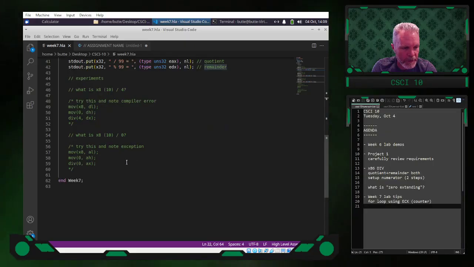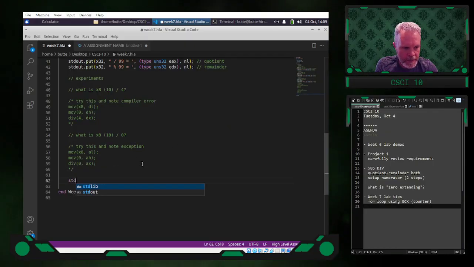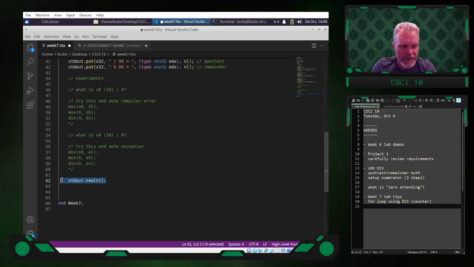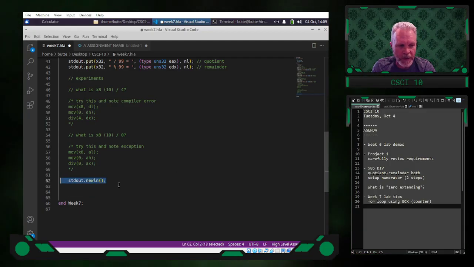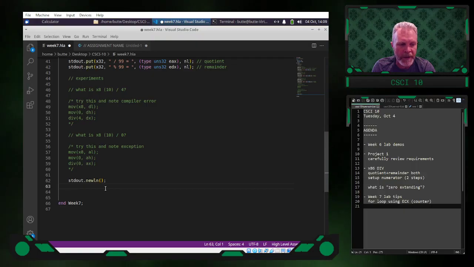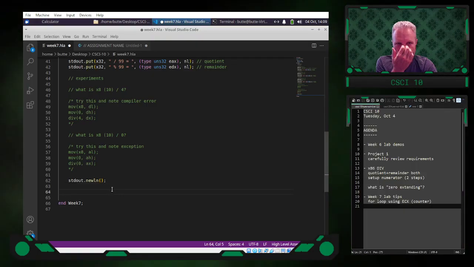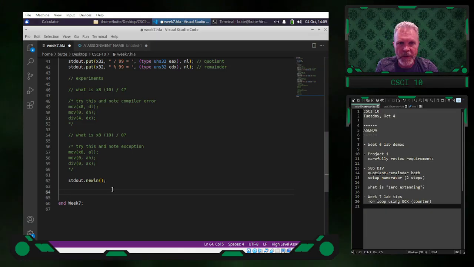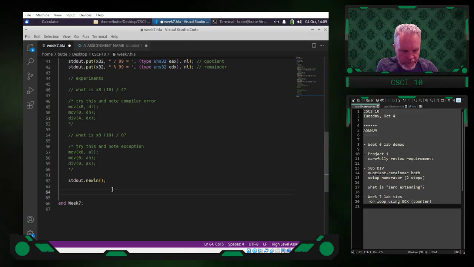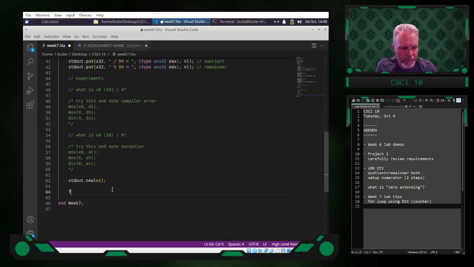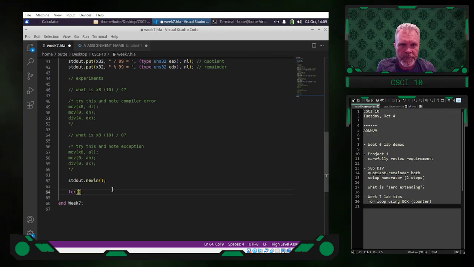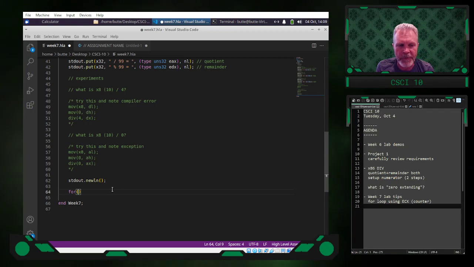So let me put a loop down here. This thing I just inserted, by the way, is just a blank line. New line, so newLN, all small letters. That's just to put a blank line in the output. Okay, so let's do a quick for loop. For loops are generally written in a couple of different ways.